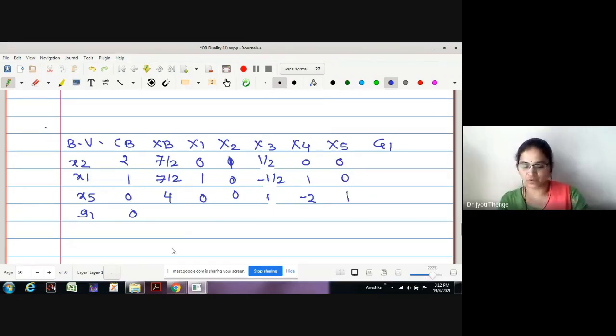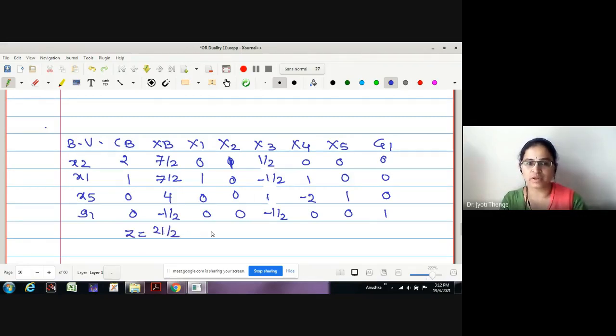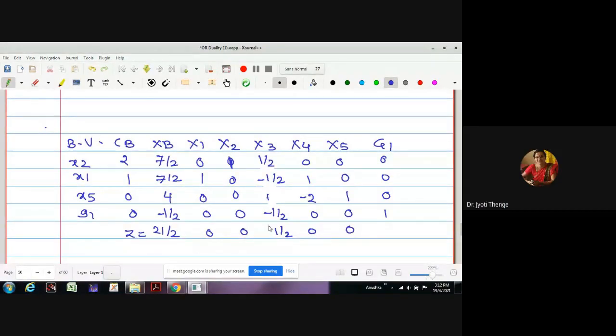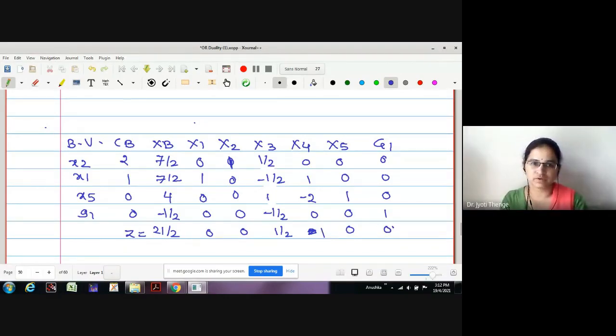Now we will add the equation. The equation is minus half X3. Therefore all the rest entries are 0. Here the entry is minus half. All the rest entries in the row are 0. Only for this X3 we have minus half. G1 vector will be 0, 0, 1. The Z value is no doubt the same, 21 upon 2. Delta values are 0, 0. For X3 it is half, and for X4 it is 1. Delta J entries are 1, 2, 0, 0, 0.